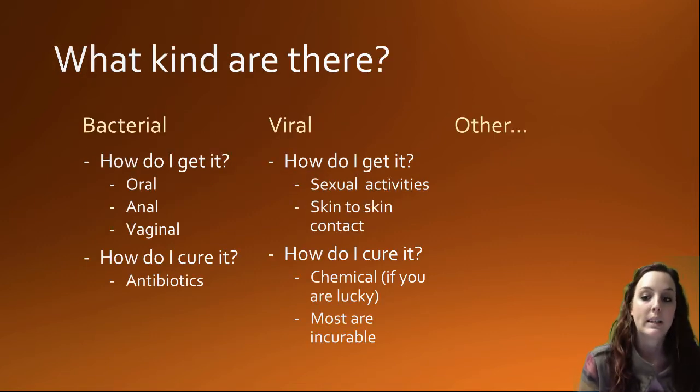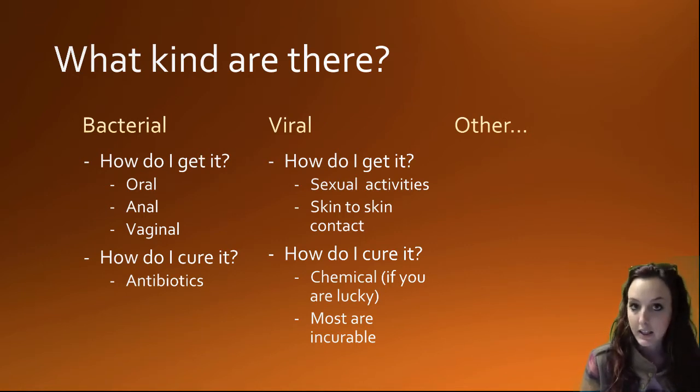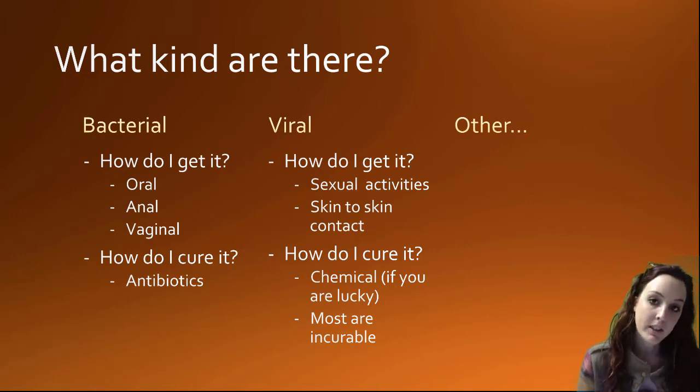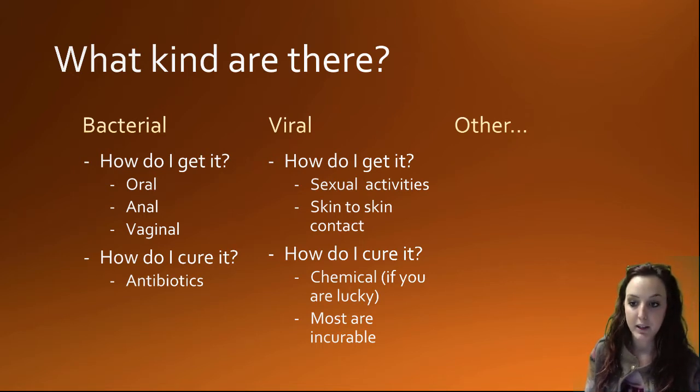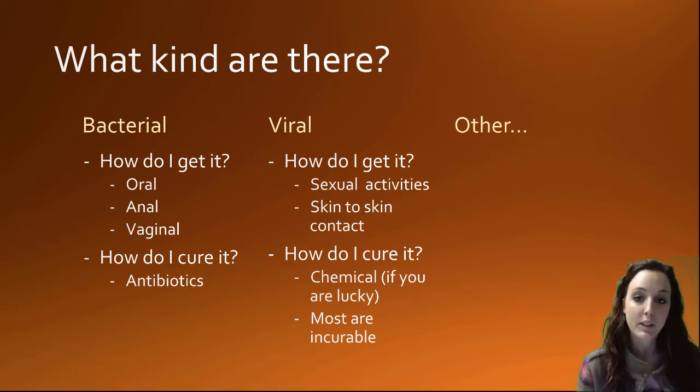So, what kinds of STIs are there? Bacterial, which you can get orally, anally, or vaginally, through either fingering or kissing, cunnilingus, fellatio, etc. And most of these can be cured with antibiotics. Anything bacterial in your body, just the same with any other bacterial illness, you can take antibiotics to remove these bacteria or microbes from the body, or at least reduce them back down to a healthy level.